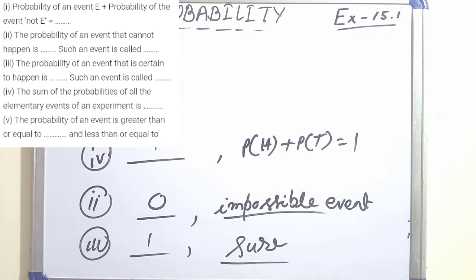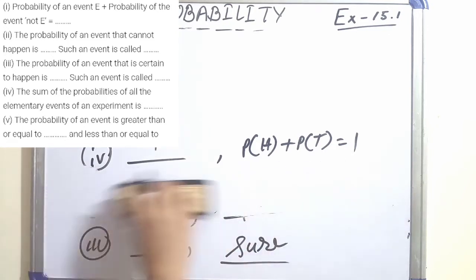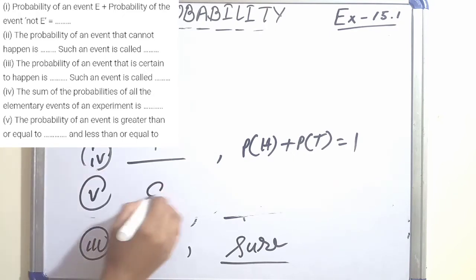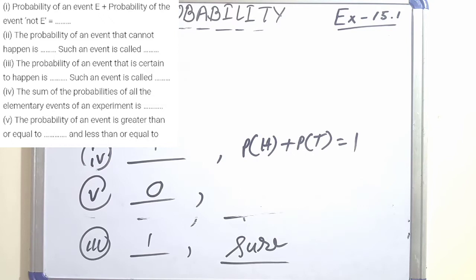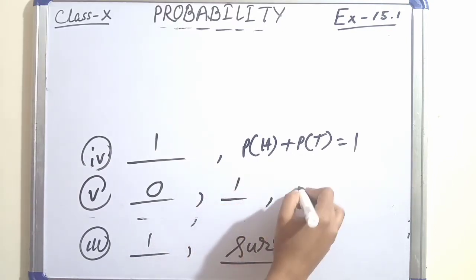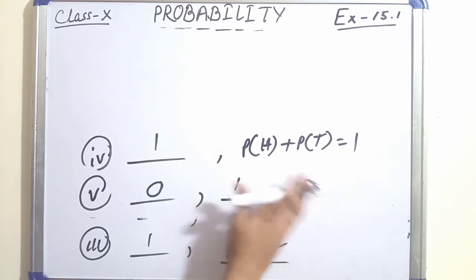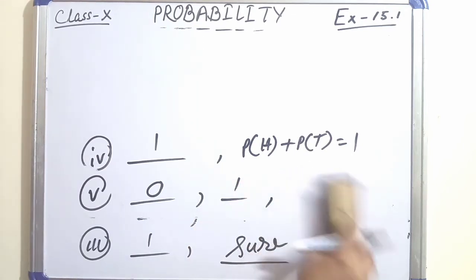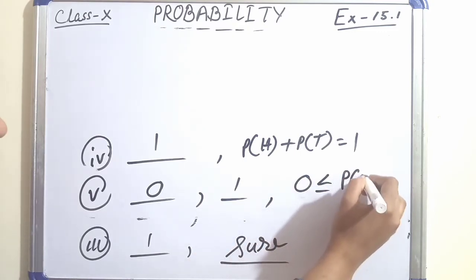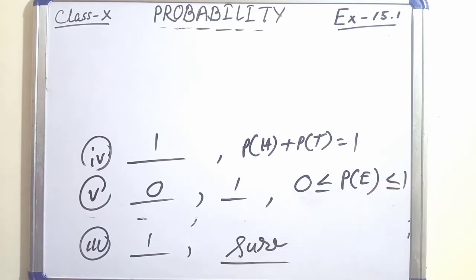The next, 5: the probability of an event is greater than or equal to 0 and less than or equal to 1. That means probability is always greater than or equal to 0 and less than or equal to 1.